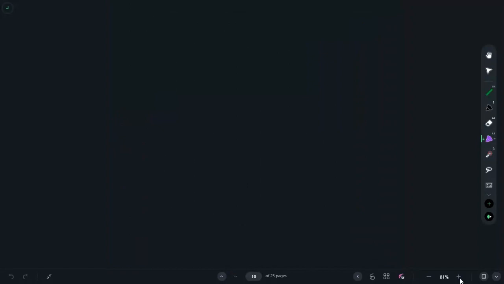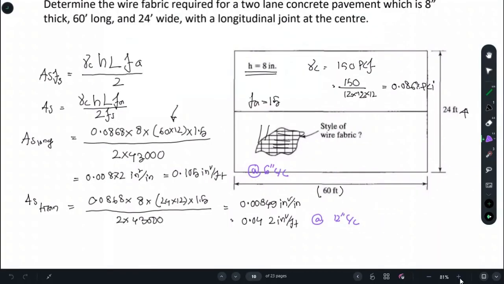So now we'll declare that. Simple. We'll use 6 multiplied by 12. One is 6 inch center to center, one is 12 center to center. 6 is for longitudinal, 12 is for transverse. One is W 5.5, another one is W 4.5. So this is actually a mesh type of fabric. So this is the math. We'll do more maths on pavements.